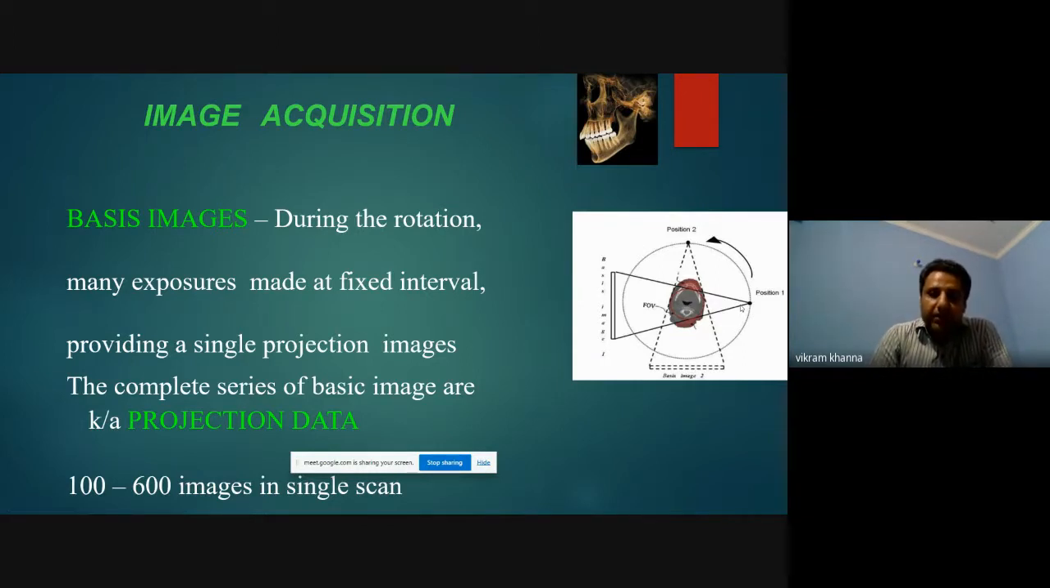What we were talking about earlier, that raw data. So this is called raw data, which is now processed by computer software. During the 360-degree rotation, it takes around 500 to 600 scans, so that they can compile all the data and present it in a form which can be interpreted.